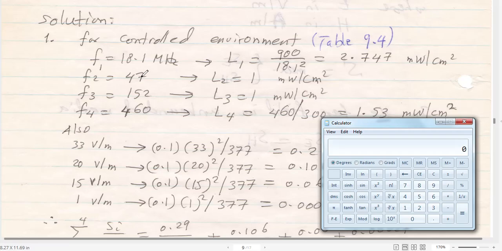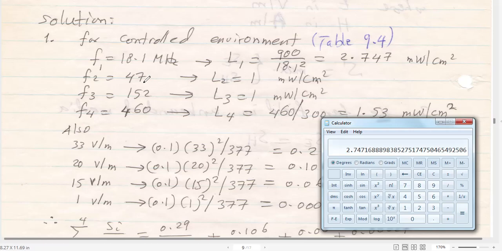The frequency of 18.1 megahertz lies between 3 and 30 megahertz for the controlled environment, occupational, where the limit is 900 over f squared. F is 18.1. The result is 900 divided by 18.1 squared, and the result is equal to, as you can see, 2.747 milliwatt per centimeter squared.